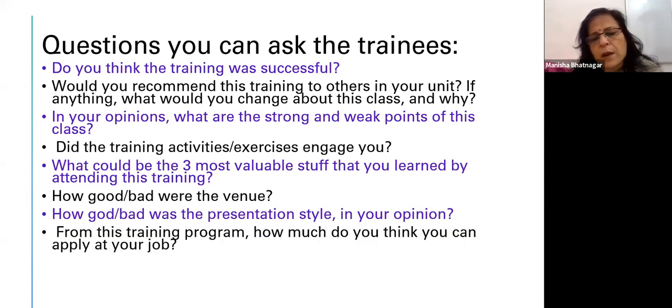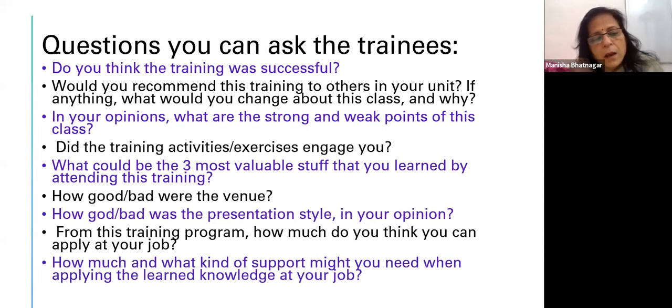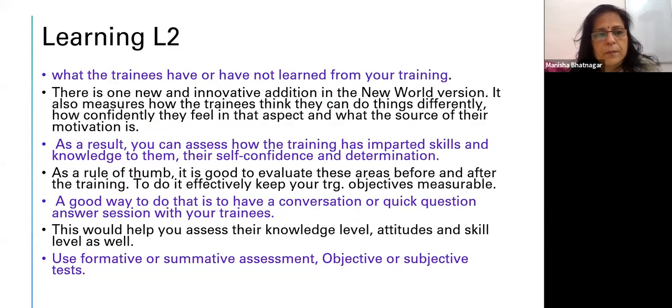From this training program, how much do you think you can apply at your job? And how much and what kind of support might you need when applying the learned knowledge at your job? So, will it be really practicable to use it or not? What have the trainees learned or not learned from your training? This is a question for the learning level too.